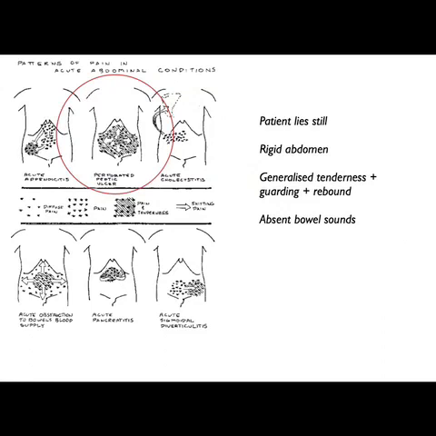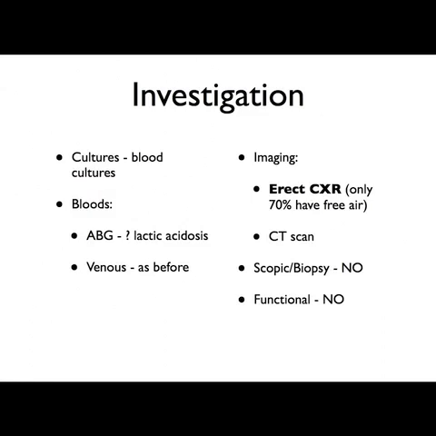So investigation, as always. Cultures, blood cultures, in case there's sepsis. Bloods, ABG, possibly. Could be important. If they're very unwell, if they've got sepsis, they could have a lactic acidosis. You want some kind of idea of what's going on with their metabolic and respiratory components there. The venous blood tests, as we described previously.